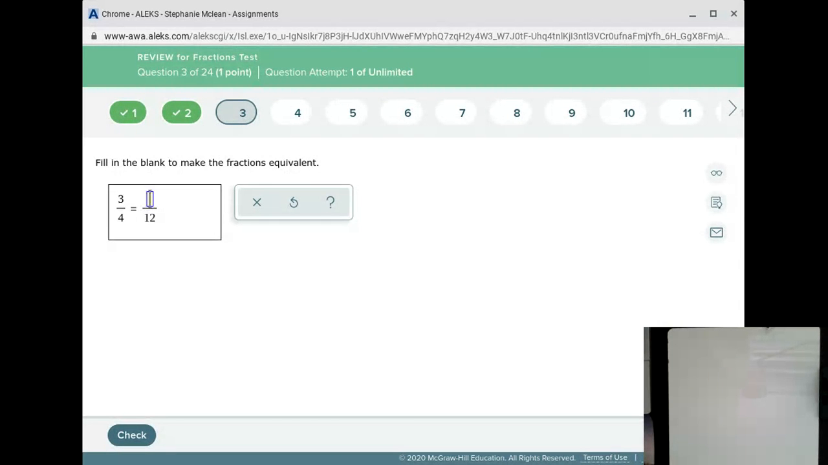Fill in the blank to make the fractions equivalent. So what you do on this one is you look at the numbers that they give you here. So I have 4 and 12. I ask myself, what did they multiply 4 by to give me 12? Okay, the other way you can do it is you can say 12 divided by 4 gives me 3. So they multiplied 4 by 3 to give me 12. So whatever you do to the bottom, you also have to do to the top. So 3 times 3 gives me 9.